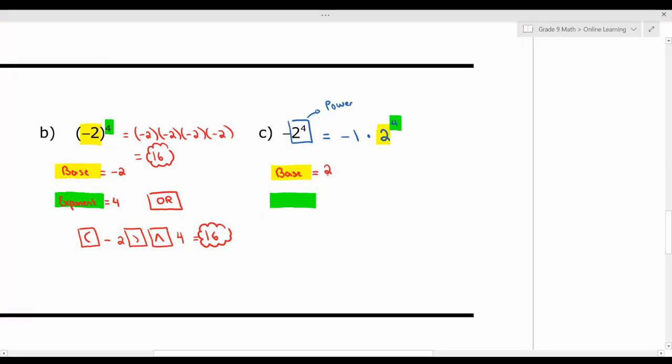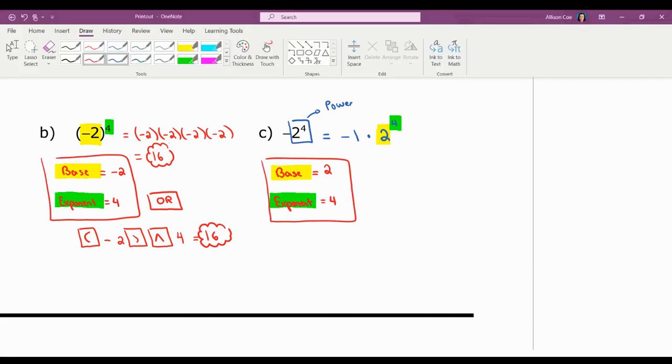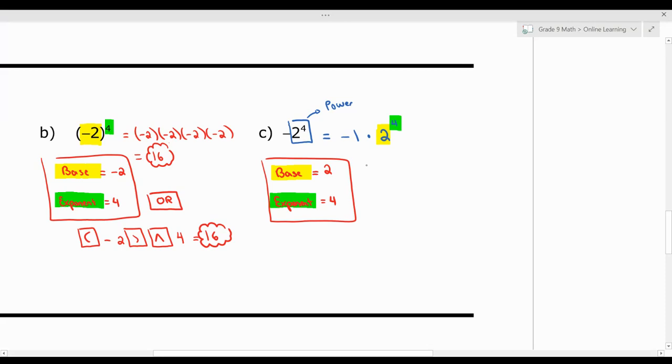So this question, the base is actually 2, the exponent is 4, and again, this can get kind of busy, so I'll block it off. All right, so what this means is if I were to rewrite this in repeated multiplication, the -1 is just like a coefficient out front.